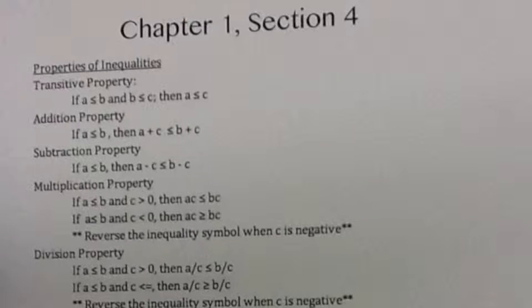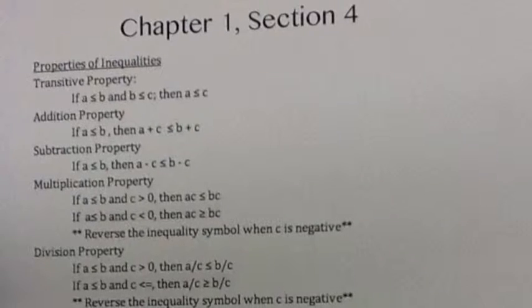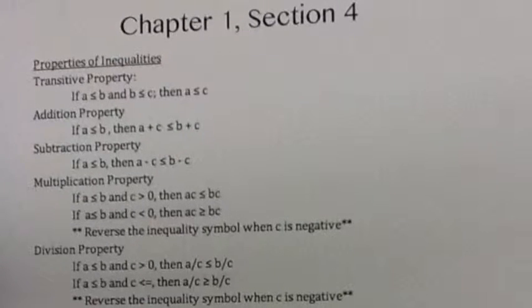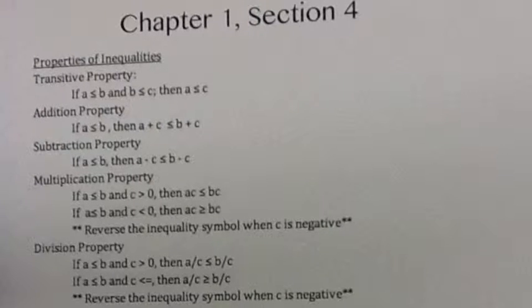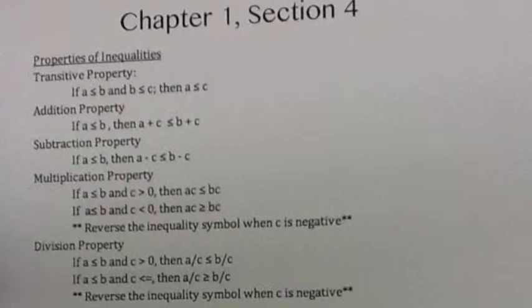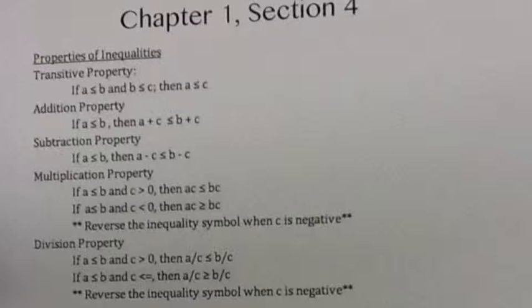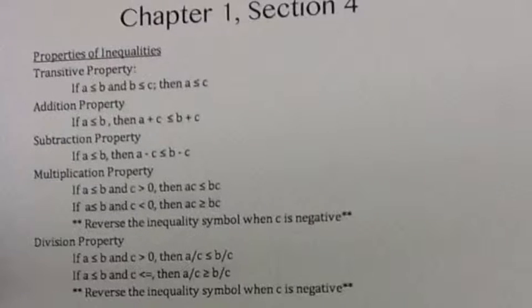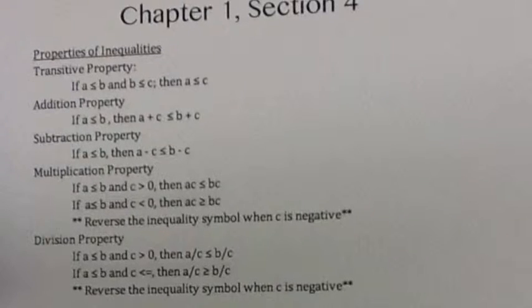Addition property: if A is less than or equal to B, then A plus C is less than or equal to B plus C. The subtraction property: if A is less than or equal to B, then A minus C is less than or equal to B minus C.